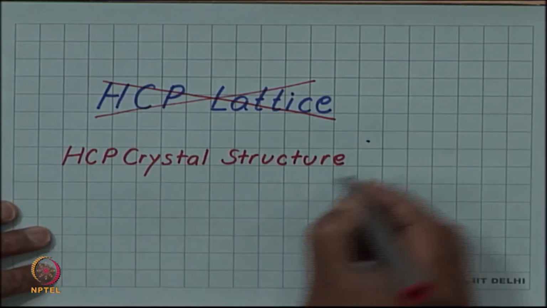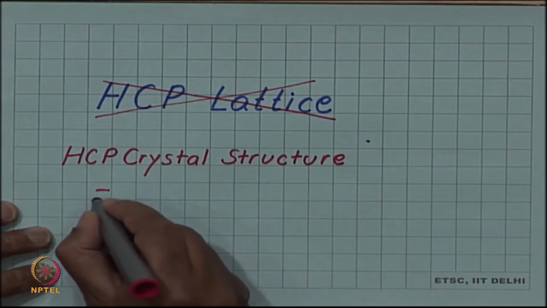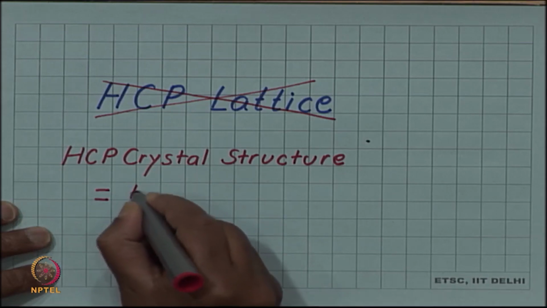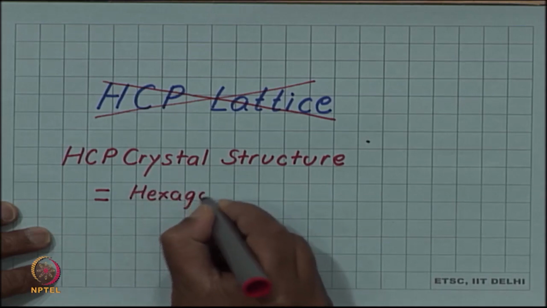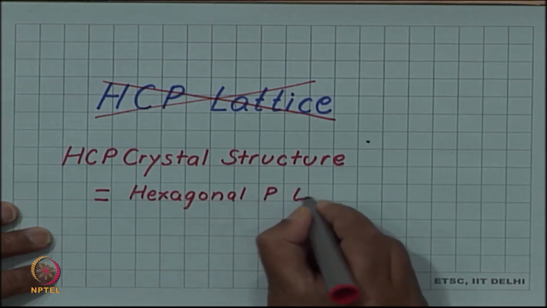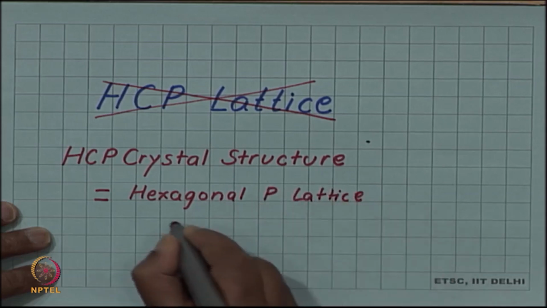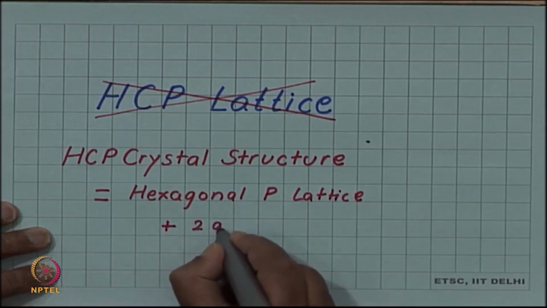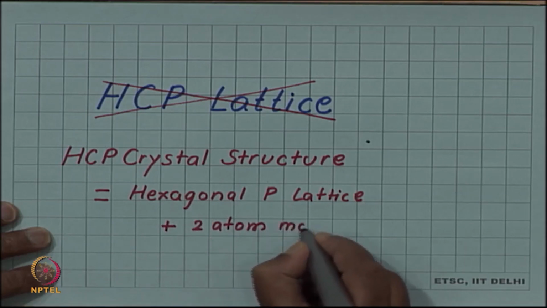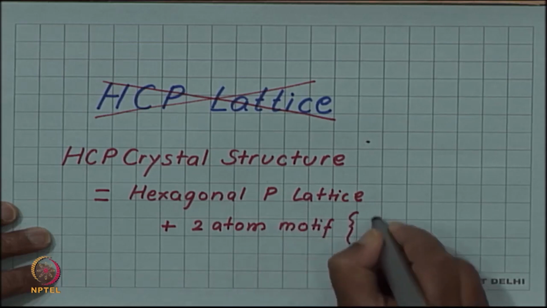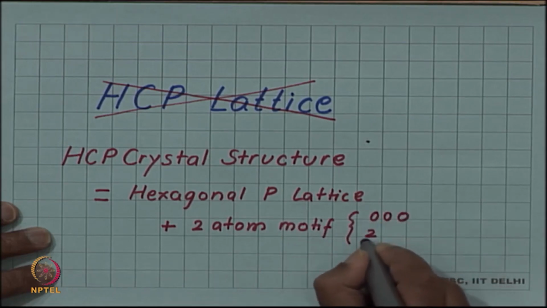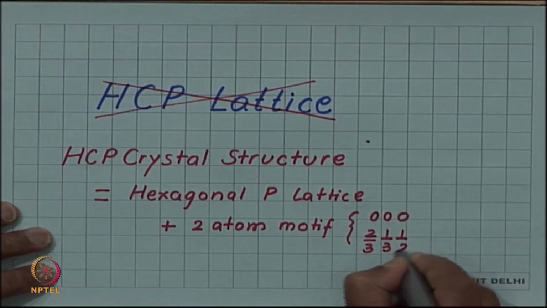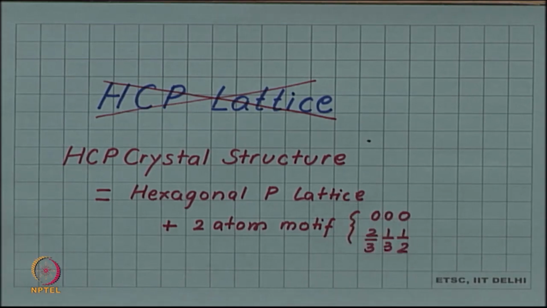So, HCP crystal structure is the correct phrase, and this crystal structure is described in terms of a hexagonal P lattice, as we saw, and a 2 atom motif at 0 0 0 and 2/3, 1/3, half. But this phrase HCP lattice is quite widespread in literature, on the web, in textbooks and so on. I will just show you an example on my computer.